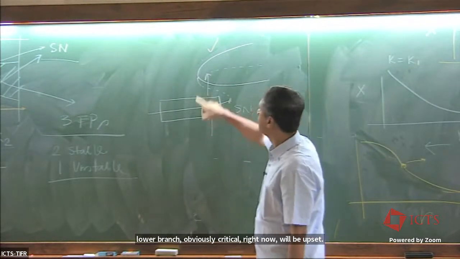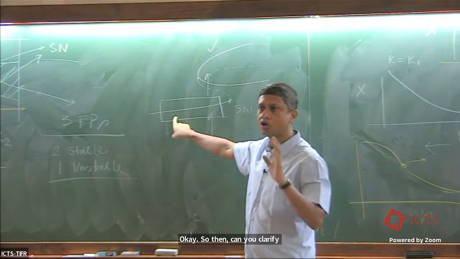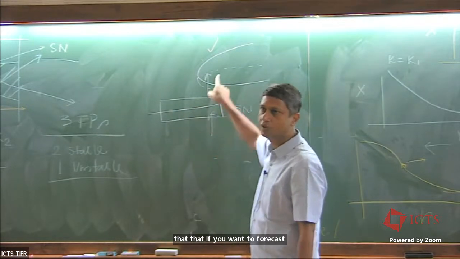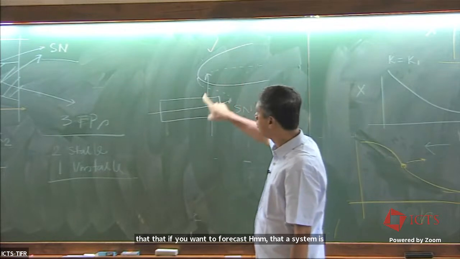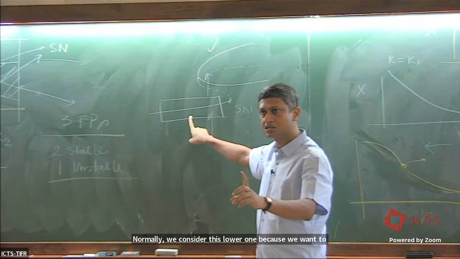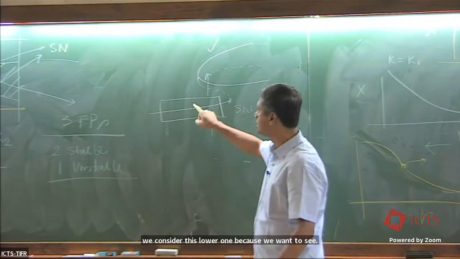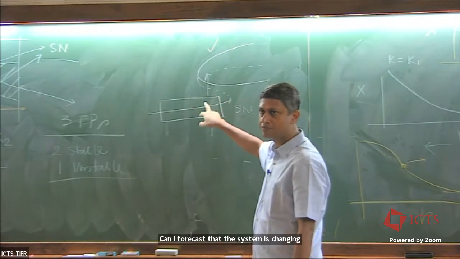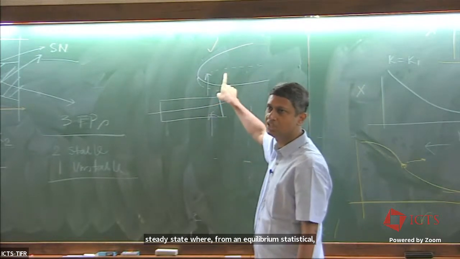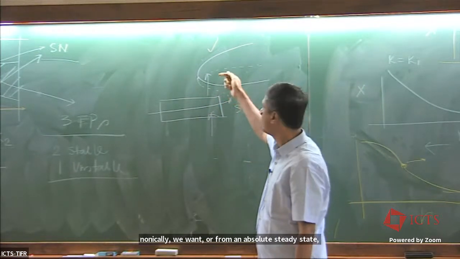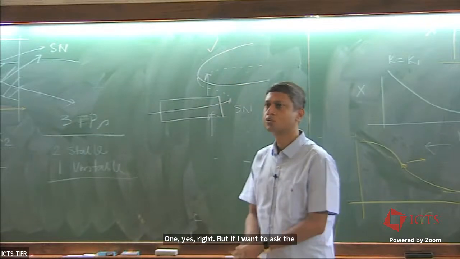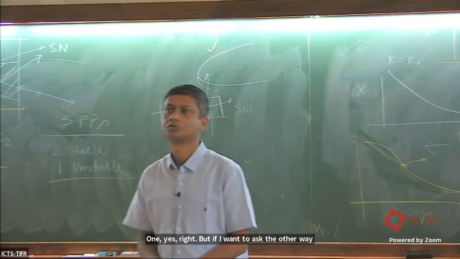I said that if you want to forecast that a system is switching from the steady state to an oscillatory state, normally we consider this lower one, because we want to see whether I can forecast that the system is changing from an equilibrium steady state to a non-equilibrium one, or from an absolute steady state to an oscillatory one. Right? But if I want to ask the question the other way around, normally we do not ask that. Okay, I understand.